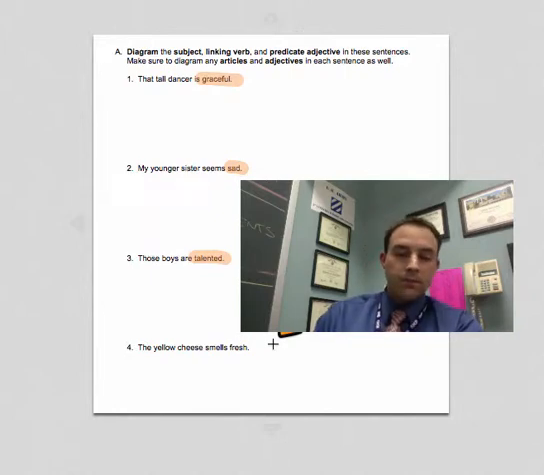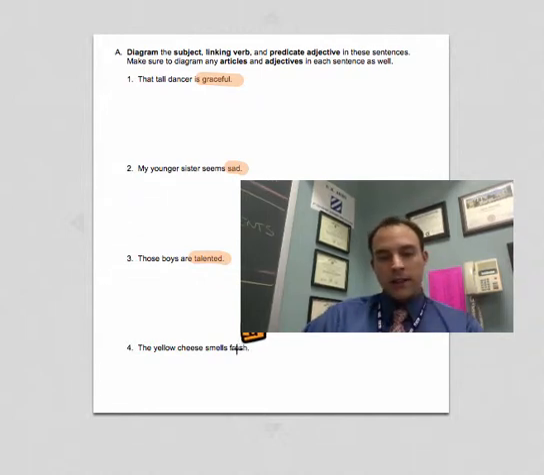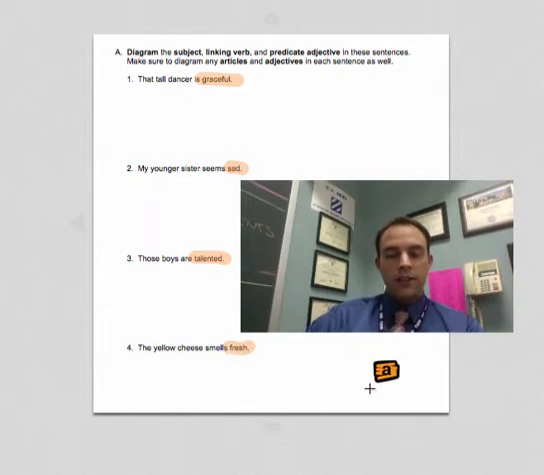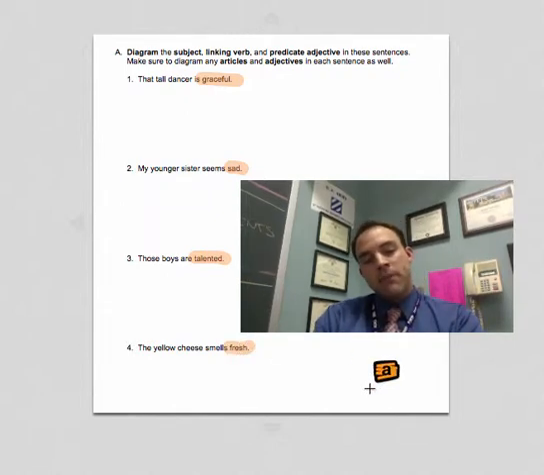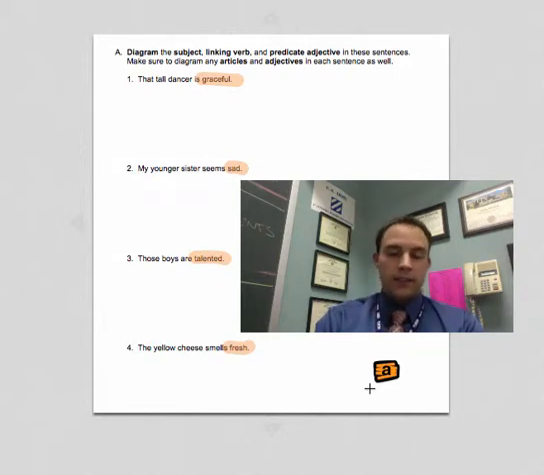The last one says yellow cheese smells fresh. Okay, and in this case, yellow cheese is the subject, smells is the verb, fresh is the complement, and indeed, fresh does describe yellow cheese, or that specific yellow cheese at least. So in that case, it's again going to be a predicate adjective.